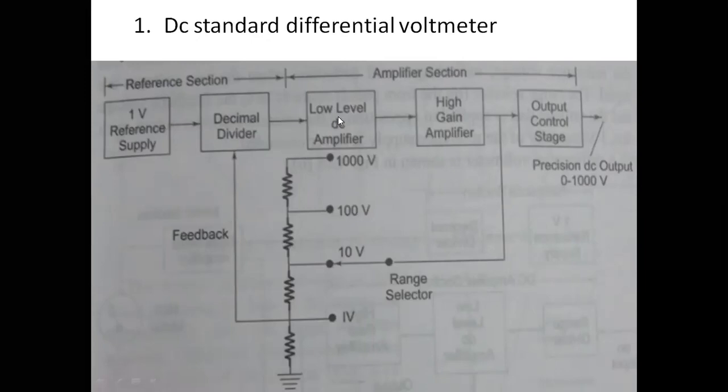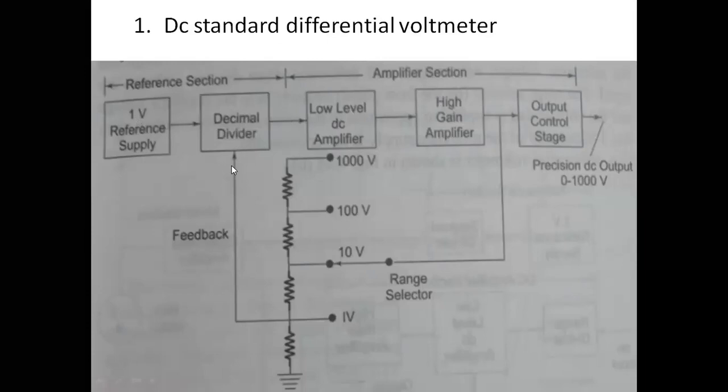So the low level DC amplifier is used to increase the strength of the signal, and that will be amplified further using the high gain amplifier. That will be given to the output control stage. So the low level amplifier, the high gain amplifier, and the output control stage are the amplifier section, and this is the reference section.